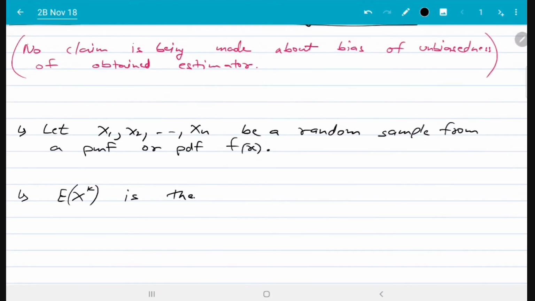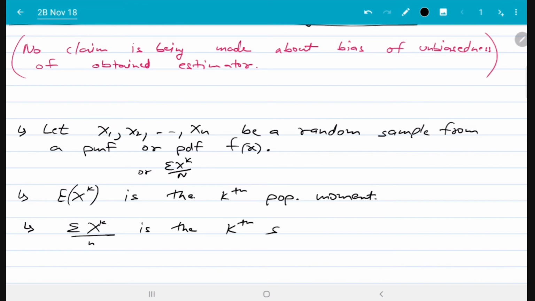Now, either I can use E here or sigma x raised to power k by uppercase N. Both is the kth population parameter, the population moment, crude. Sigma x raised to power k divided by lowercase n is the kth sample moment.